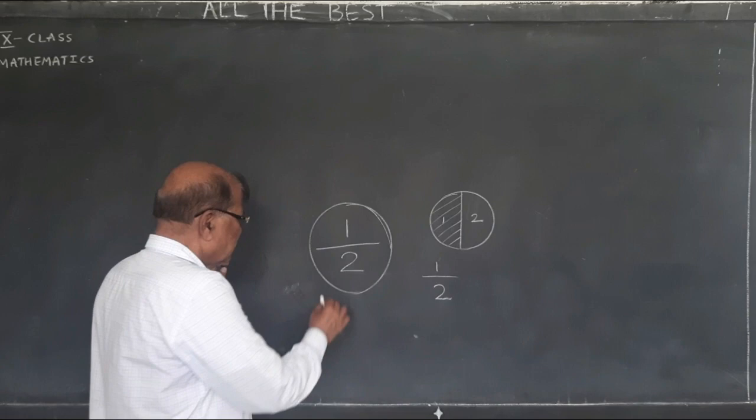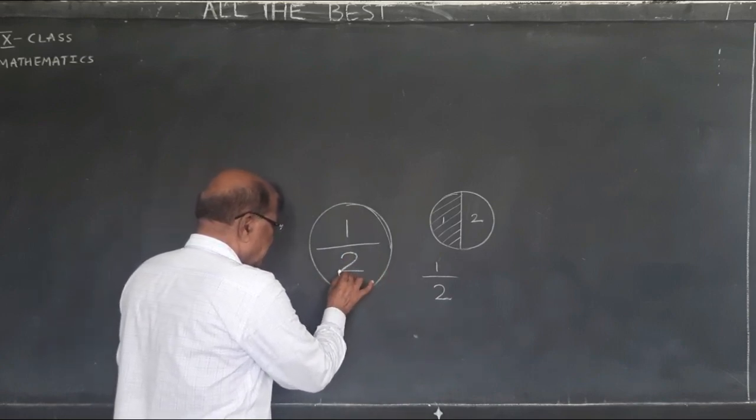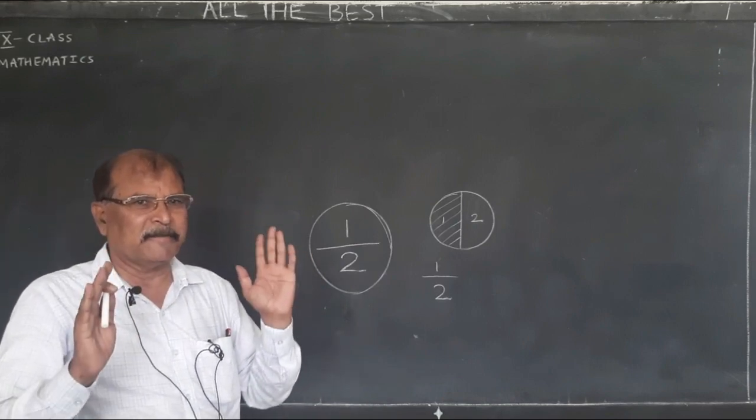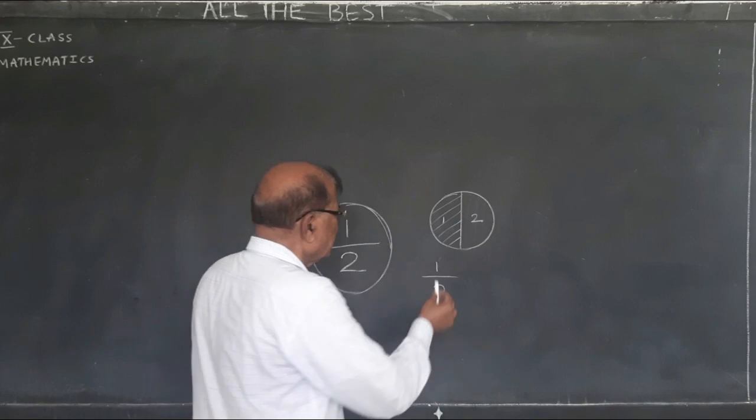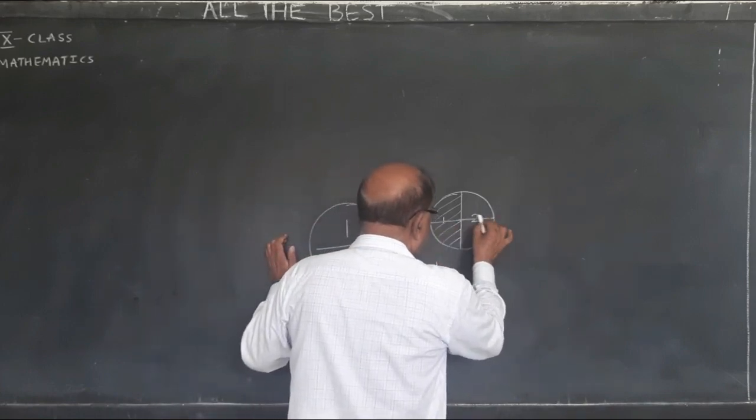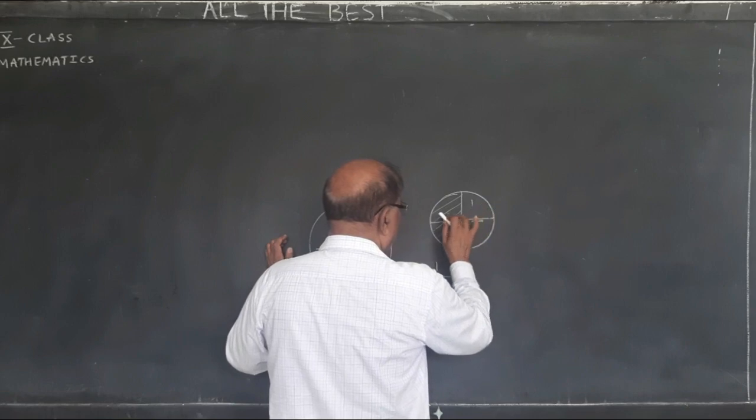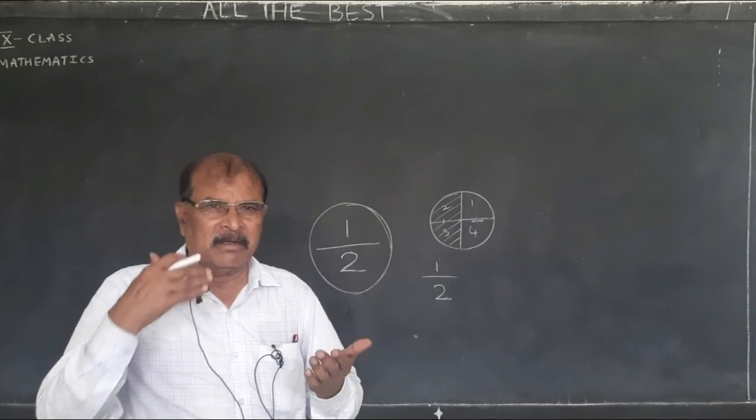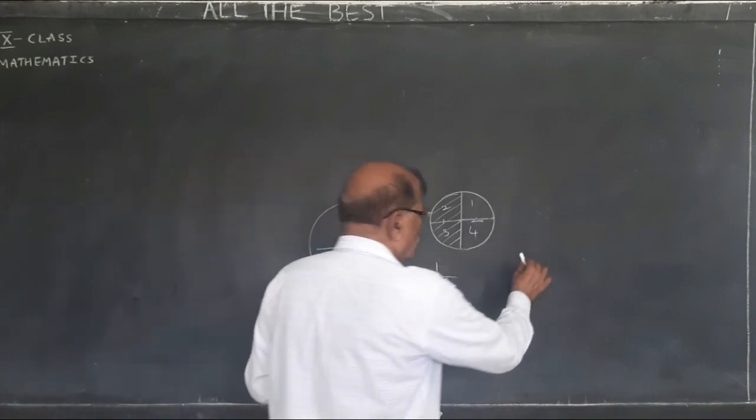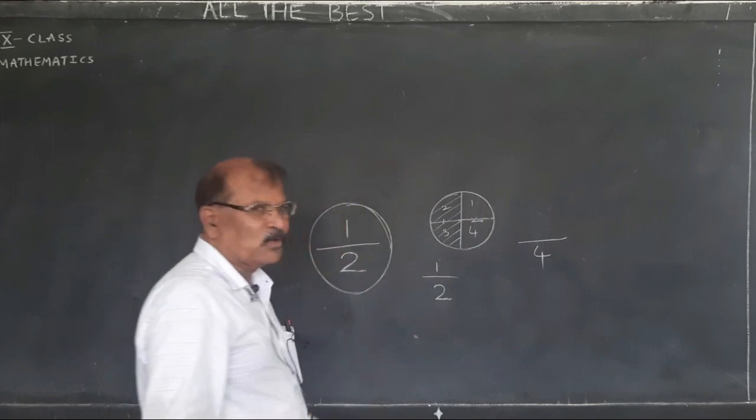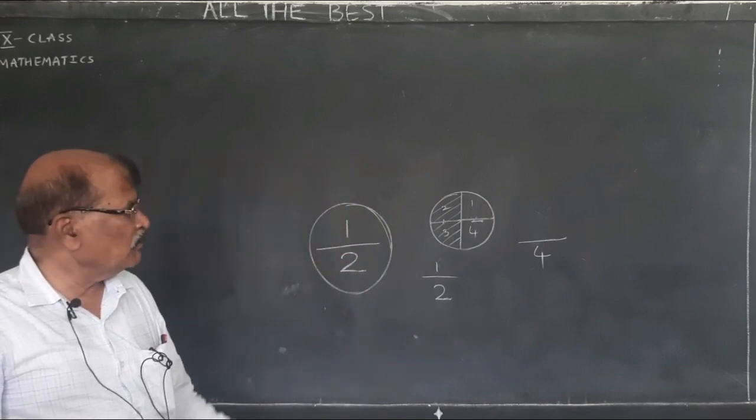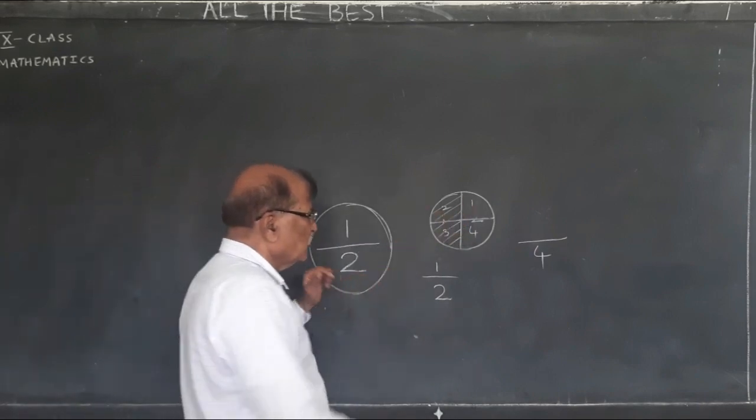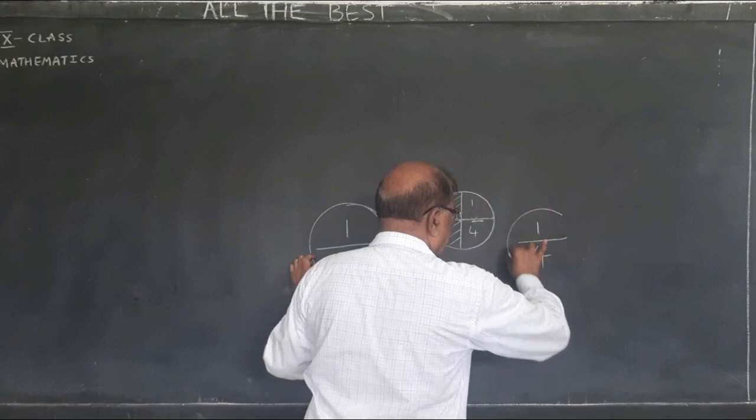So this denominator always represents how many equal parts are made. For example, if you take four parts, 1, 2, 3, 4, what would be the denominator? It must be 4. Suppose if we have given one part, so mathematically it can be represented by 1 by 4.